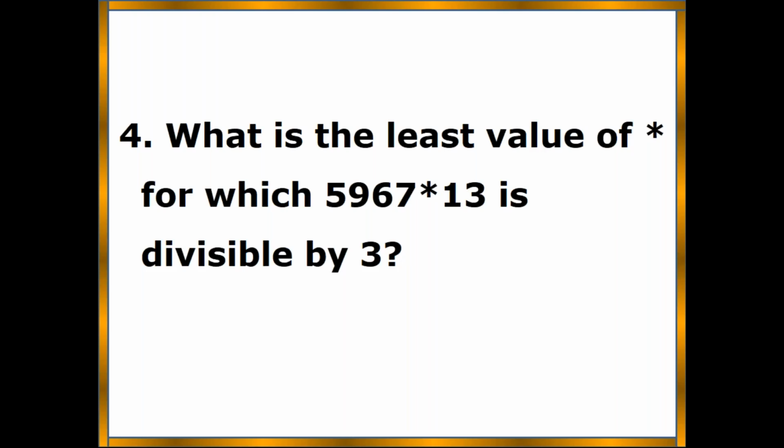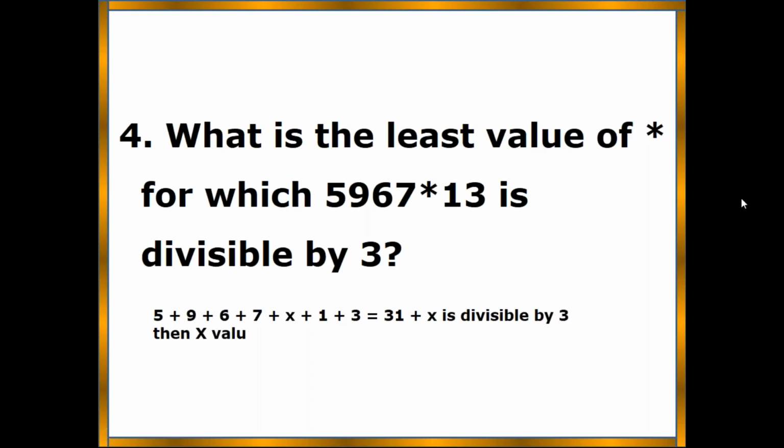We know the divisibility condition for 3 is the sum of the digits. So 5967 star 13: 5 plus 9, 14. 14 plus 6, 20. 20 plus 7, 27 plus x plus 1, 28 plus 3, 31. 31 plus x. So if 31 plus x is divisible by 3, then what are the possible values in place of x?